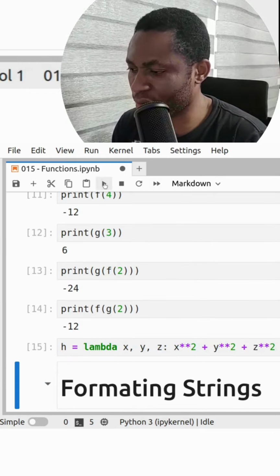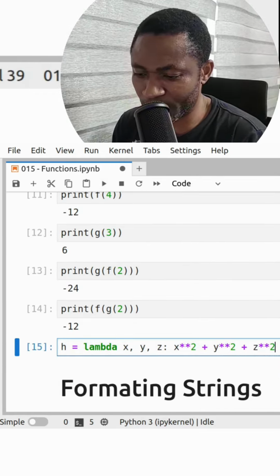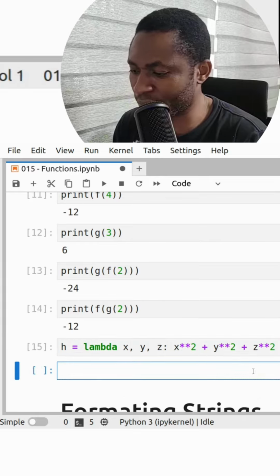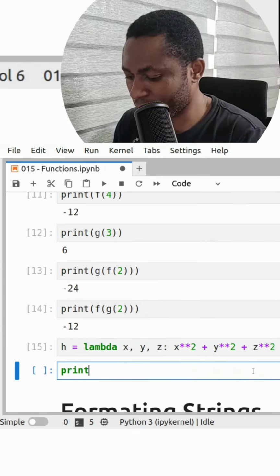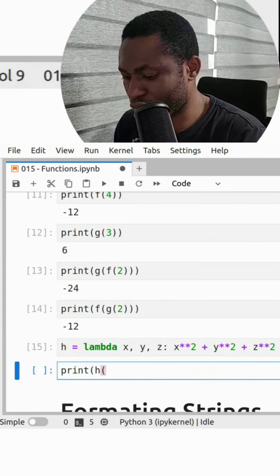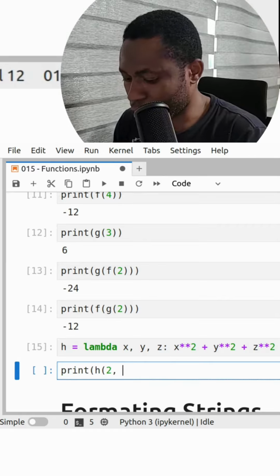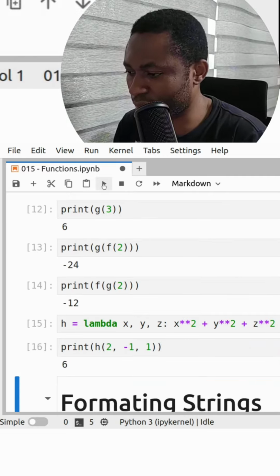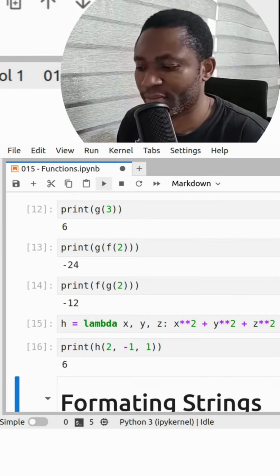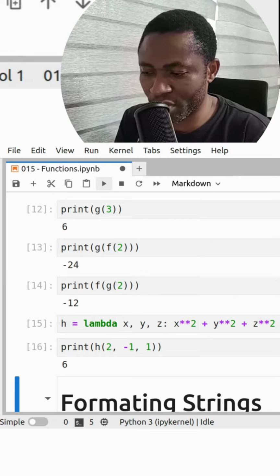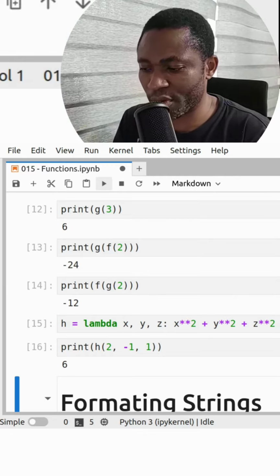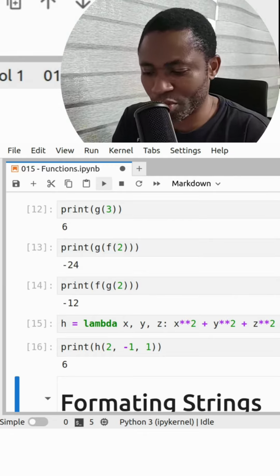Now this is our function. We run this function. What do we have? We have it in a namespace. What next do we do? Let's simply print h of, say, 2, comma, minus 1, comma, 1. Close it. If we run this, it returns 6. And that's 2 squared plus minus 1 squared plus 1 squared. That's 4 plus 1 plus 1. That's 6.